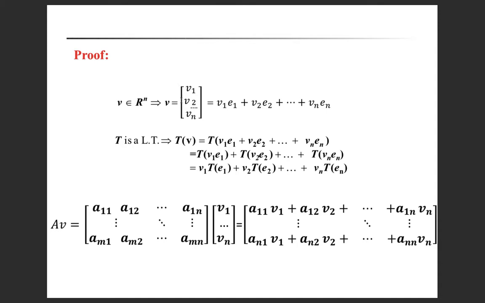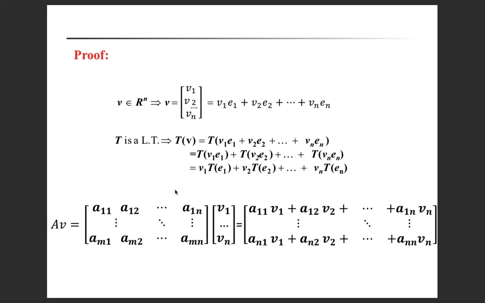In matrix notation, we write it as the column matrix V1, V2, ..., Vn. Because T is a linear transformation, therefore TV is equal to T(V1E1 + V2E2 + ... + VnEn). Because T preserves vector addition, this is equal to T(V1E1) + T(V2E2) + ... + T(VnEn). And this is equal to V1TE1 + V2TE2 + ... + VnTEn, because a linear transformation also preserves scalar multiplication.